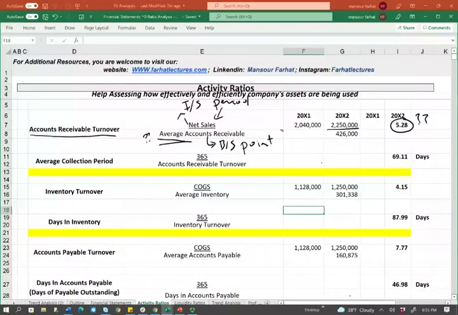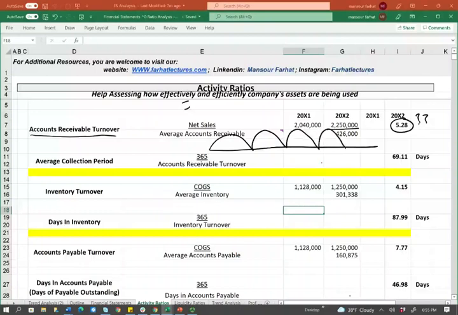What does this figure mean? Well, it means you sell and collect your receivable 5.28 times per year. So if this is the year, you sell, you collect your money. You sell again, you collect your money. You sell again, you collect your money, 5.28 times. Now, do you want this to be high or low?